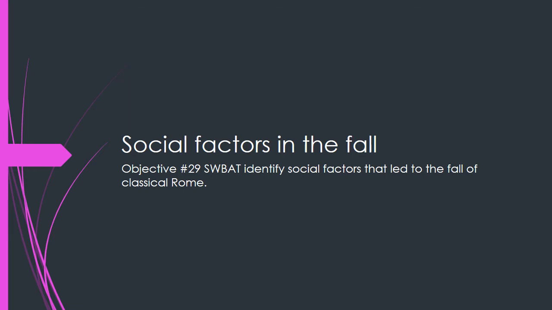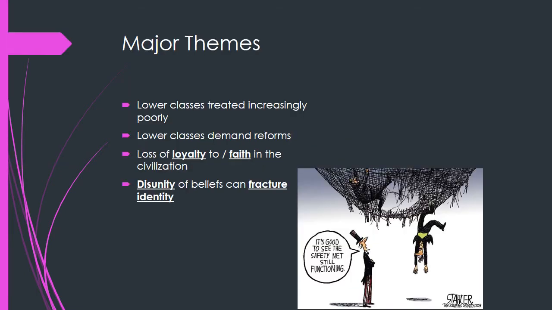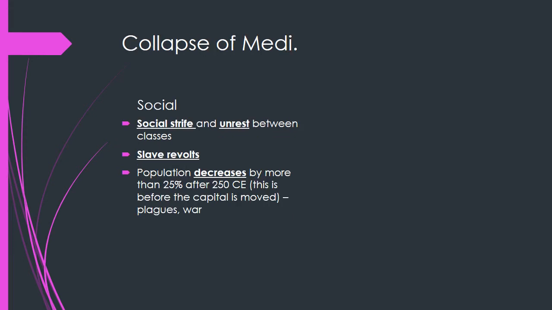So on to social factors in the fall of Rome. Major themes, again, for all of our classical civilizations are that the lower classes are treated poorly and start to revolt. They demand more land. They demand better rights. And there's a loss of loyalty or faith to the empire because the people feel mistreated, and this leads to disunity, and it fractures identity. So different ideas about what should happen and how things should be run breaks everyone into pieces, and there's not a lot of united empires.